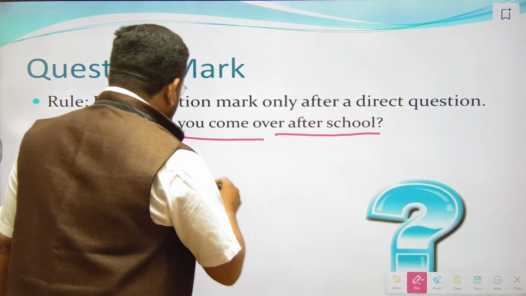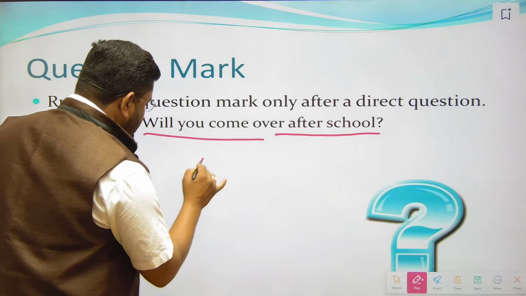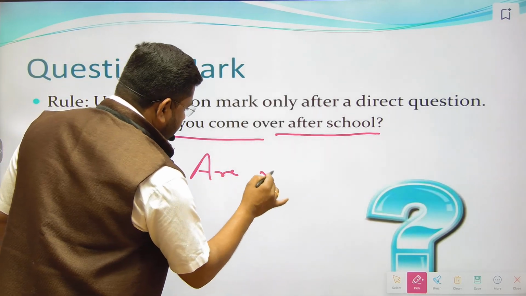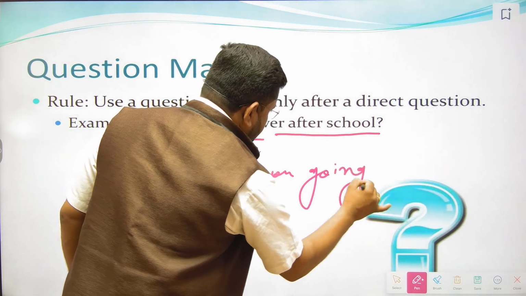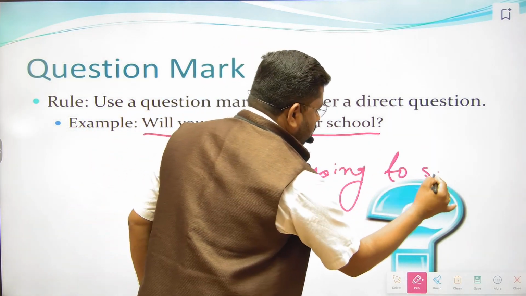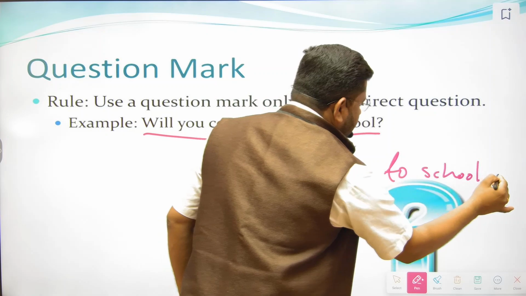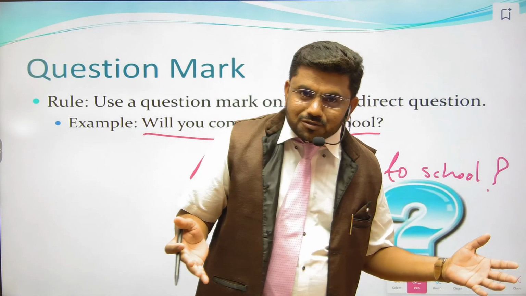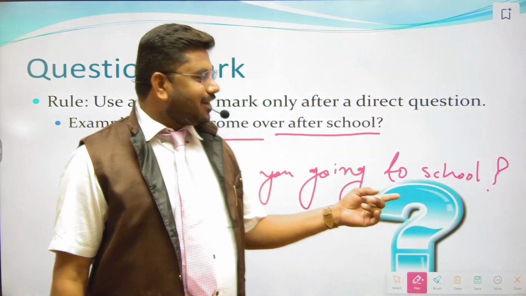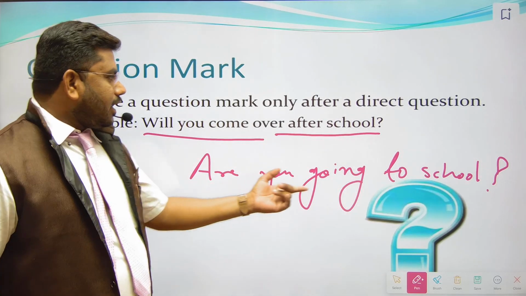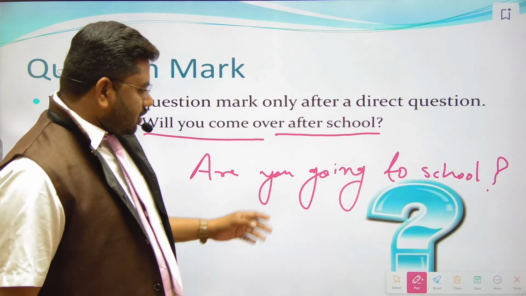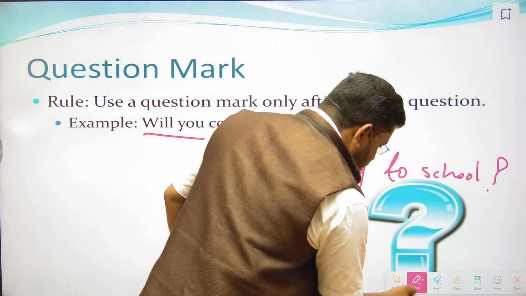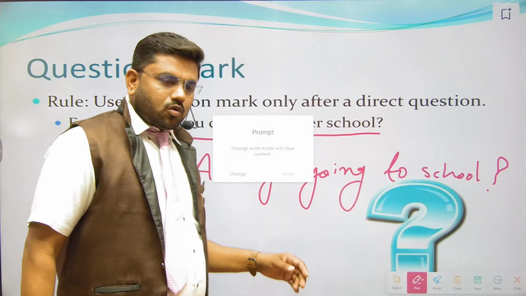Suppose: will you, or are you going to school? Here is the question mark. Are you going to school? Like that, if you want to ask, at that time also, at the end of this sentence we put the question mark. In this way, if you want to ask some questions, then you need to use the question mark.